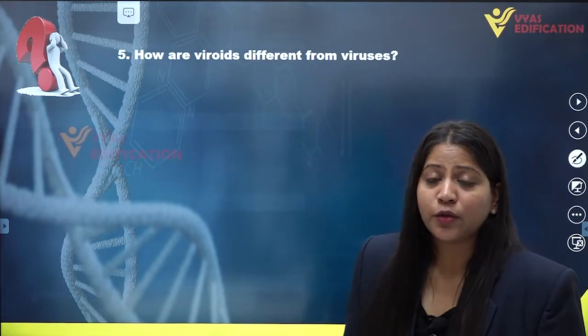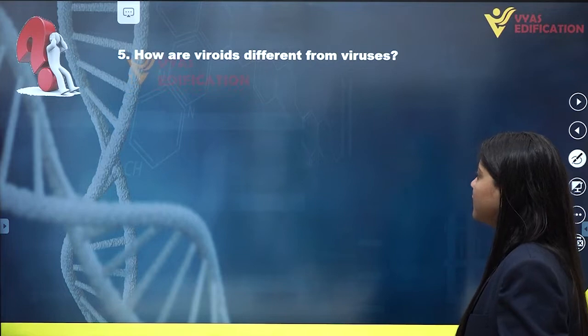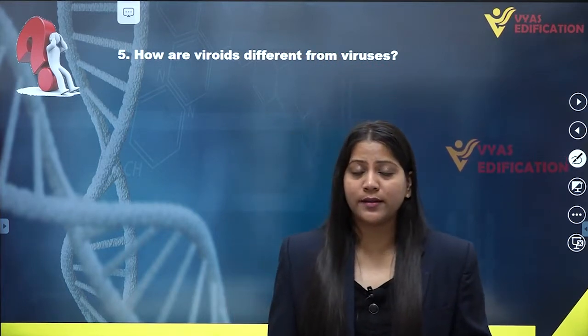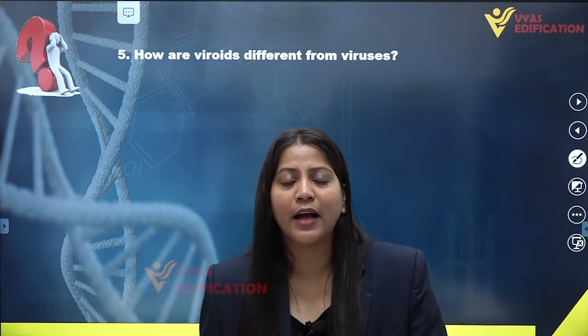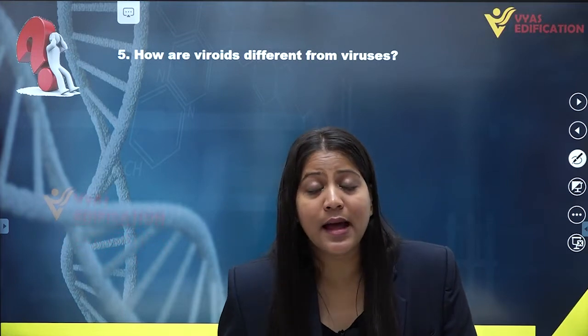Now we are going to discuss question number 5. How are viroids different from viruses? So we have to basically differentiate between viruses and viroids here. First of all, viroids. What are viroids? Viroids are infectious entities which can affect plants, and they are smaller in size as compared to the viruses.